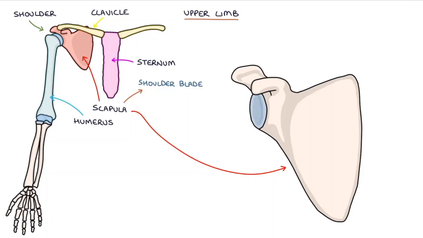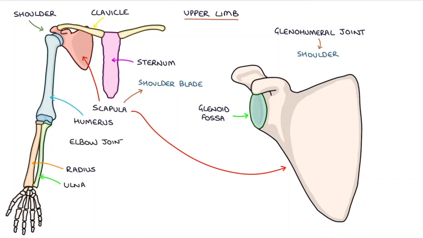On the scapula, there's a concave area called the glenoid fossa, and the head of the humerus meets the glenoid fossa to form the glenohumeral joint of the shoulder. If we move further down, the humerus meets the radius and the ulnar bones at the elbow joint.